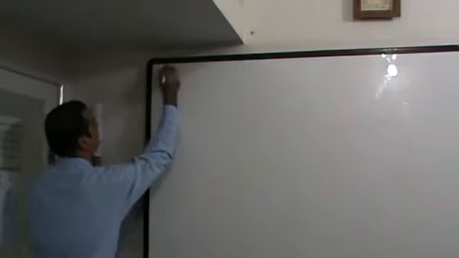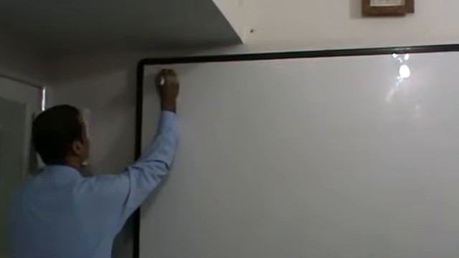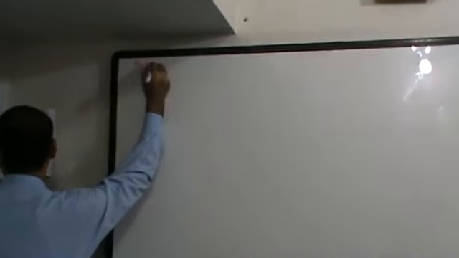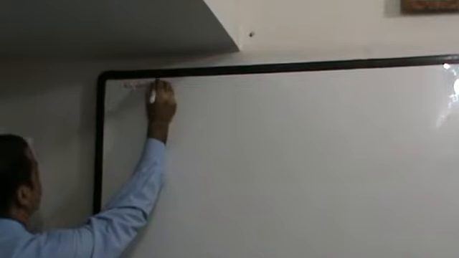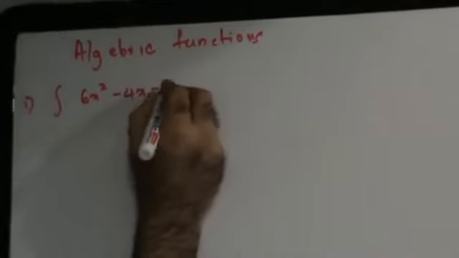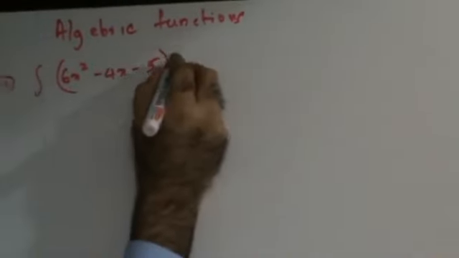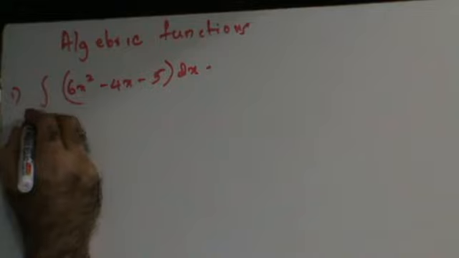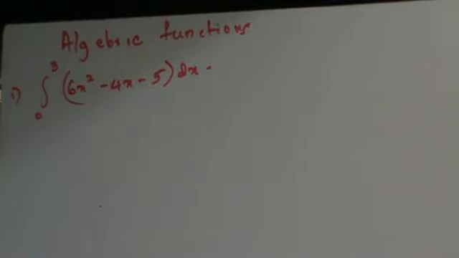Let's see this. Type 1, algebraic. We're going to do an algebraic function. Integral of 6x squared minus 4x minus 5 with respect to x when the limits are between 0 to 3.